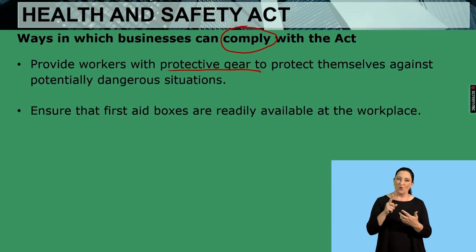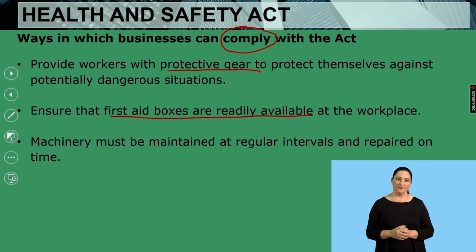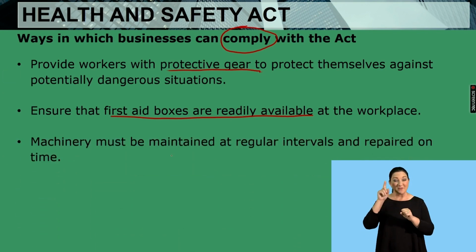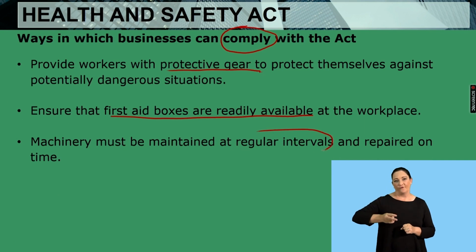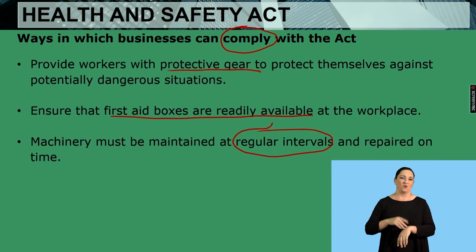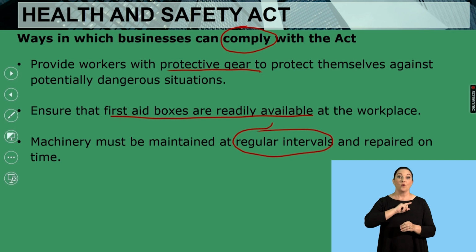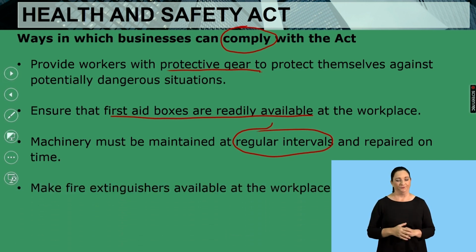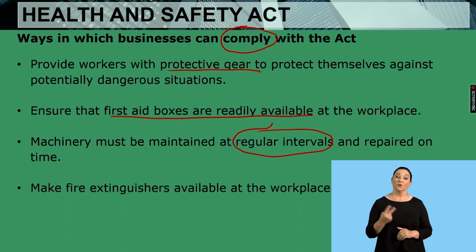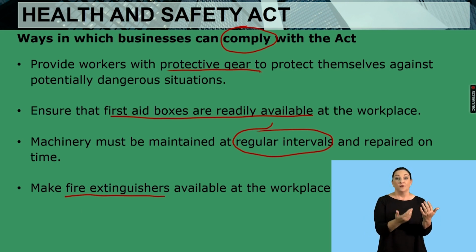We can also comply by ensuring that first aid boxes are readily available at the workplace. The machinery must also be maintained at regular intervals and repaired on time. So this is to make sure that we are avoiding certain injuries. We must also make fire extinguishers available at the workplace. Now, this is to ensure that in case of a fire, we have the necessary equipment to stop the fire.